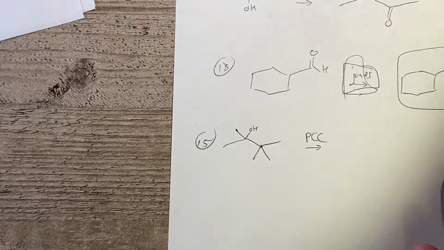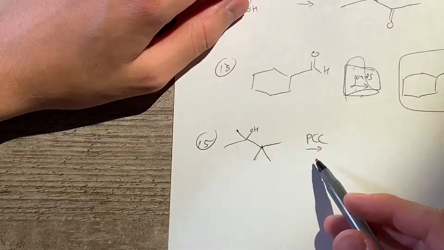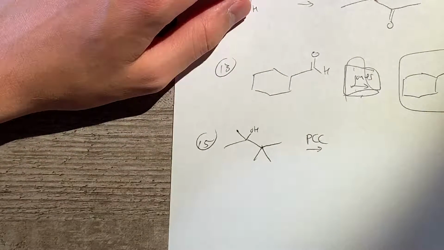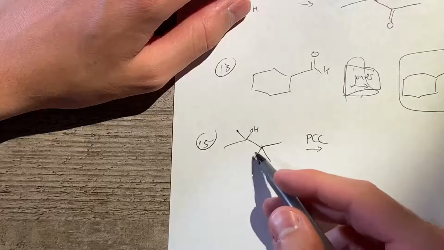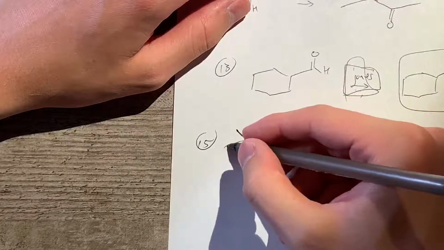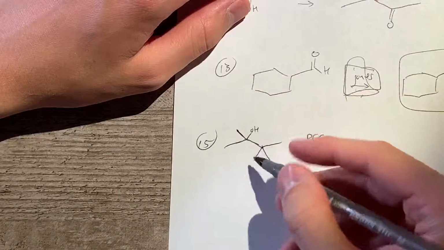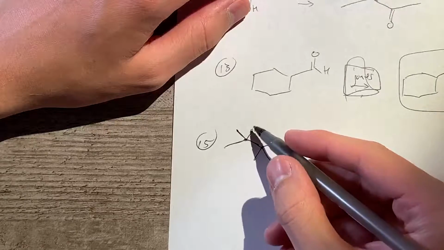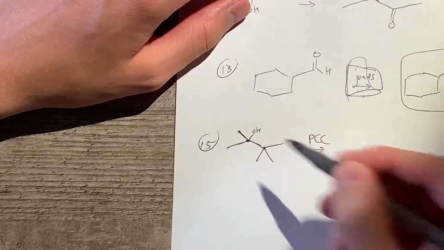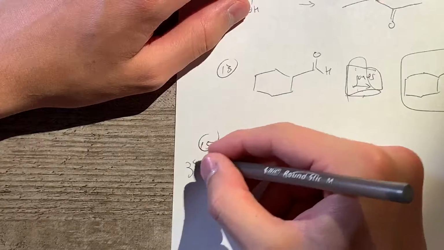Now let's look at another one, 15. So you're given this one, and it's like, okay, this is a great problem, because a lot of students might get confused here. This is actually a tertiary alcohol, because the carbon that the alcohol is attached to is connected to 1, 2, 3 other carbons. So it's actually a tertiary alcohol.